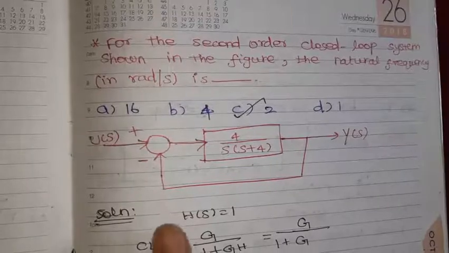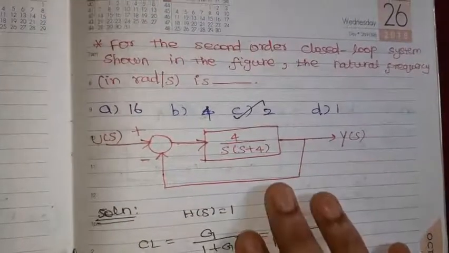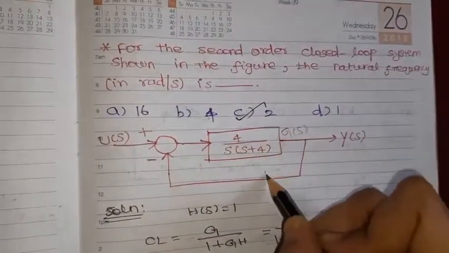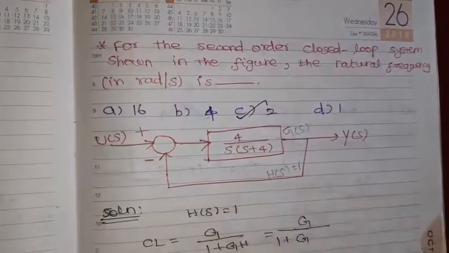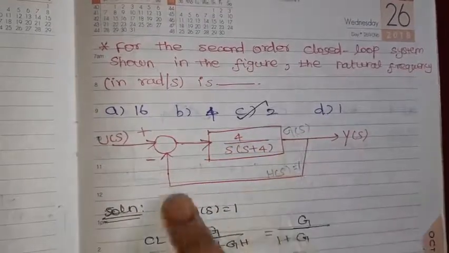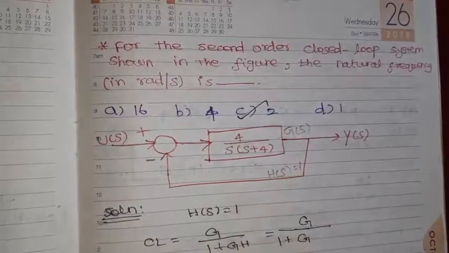So in this figure, what is given? The second order closed loop transfer function is given. So this is G(s), this is H(s). H(s) is not given anything, so we can take it as unity feedback. If nothing is given, we can take it as unity feedback. So H(s) is equal to 1.